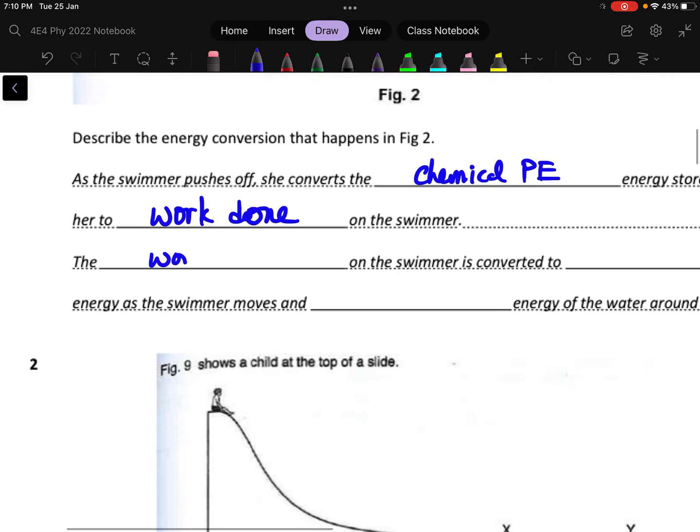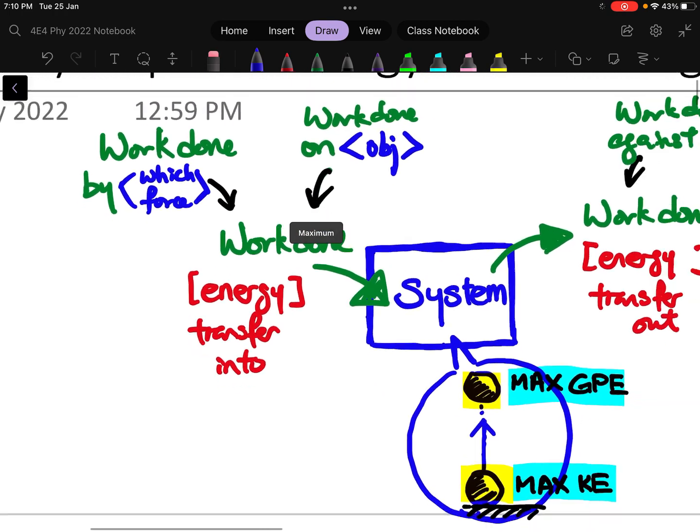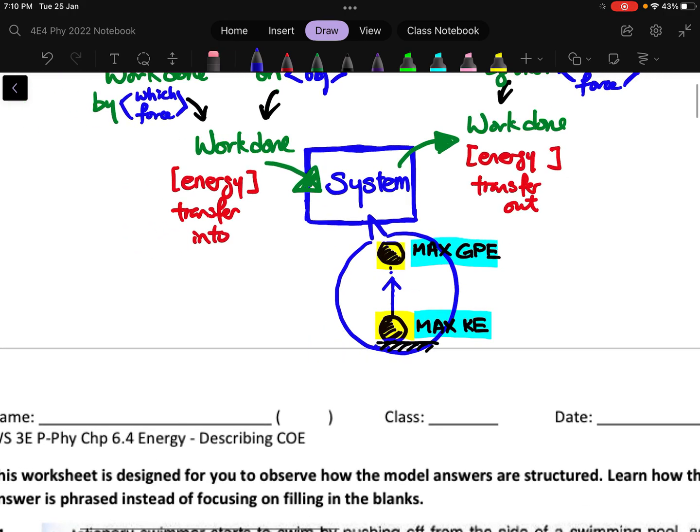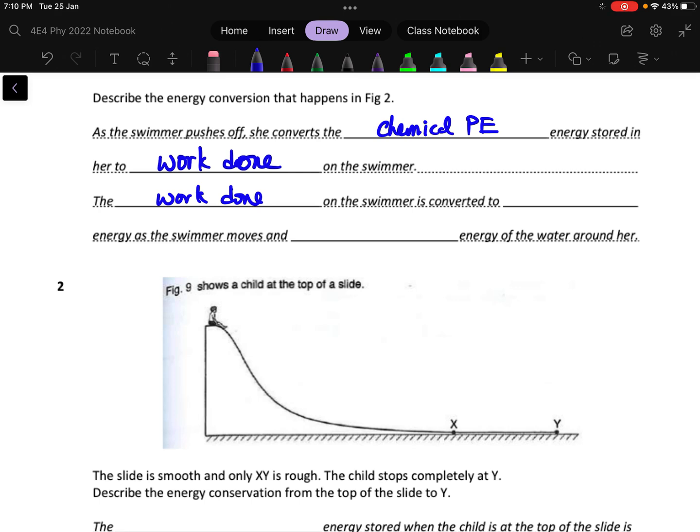So this work done that you transfer in, the system is the swimmer and the water, will then enable the swimmer to convert this into kinetic energy, right? And at the same time, it will also transfer some of this energy into kinetic energy to the water, because as you swim, you're going to push the water away, right? So the water will change its speed from 0 to a certain speed. So the water will gain KE as well.